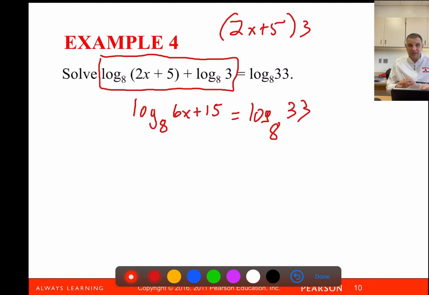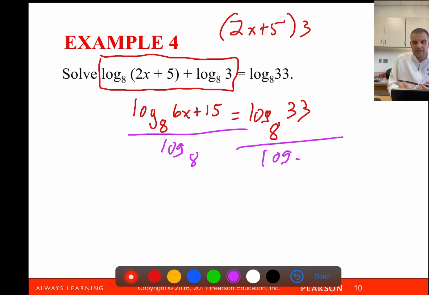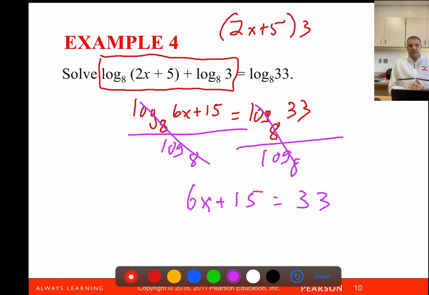Well, this one's a little bit tricky. Not a little tricky. I mean, if you think about it, I've got log base 8 on both sides of the equation. I could divide by log base 8. Not that you would, whatever. Those things are really going to cancel each other out, so to say. So then you can just solve the equation, 6x plus 15 equals 33. So 6x equals 18. X equals 3.